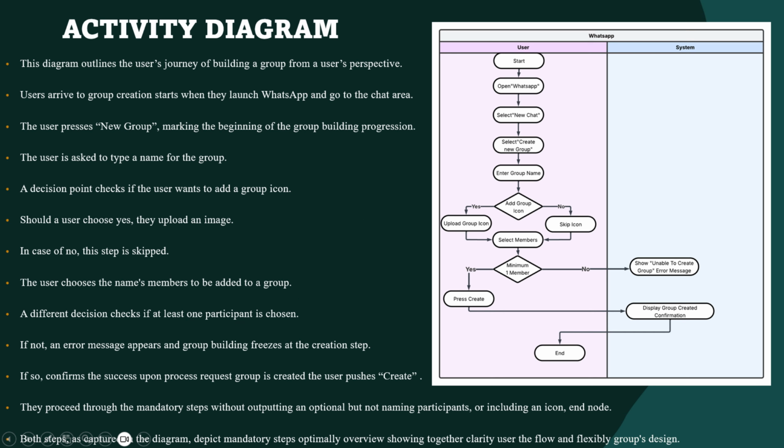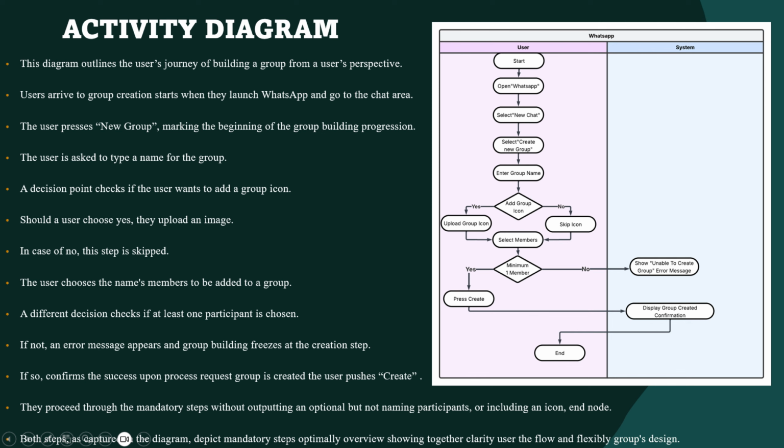Activity diagram. The flowchart demonstrates the step-by-step process of creating a group in the WhatsApp application from the user's perspective. The process begins when the user launches the WhatsApp application and navigates to the chat section. From there, they select the option to create a new group and are prompted to enter a group name. A decision point checks whether the user wants to add a group icon. If they choose to do so, they proceed to upload an image. Otherwise, they can skip this step.